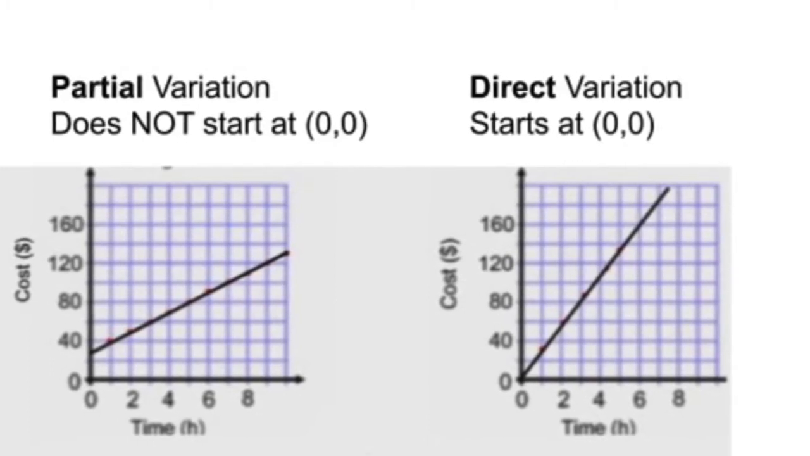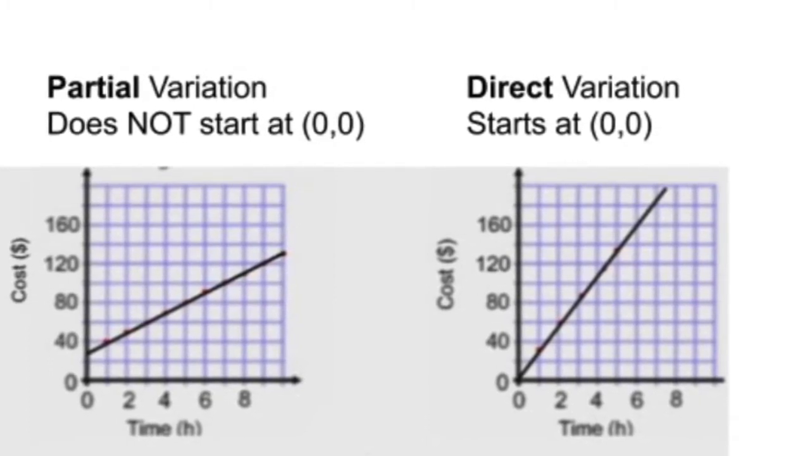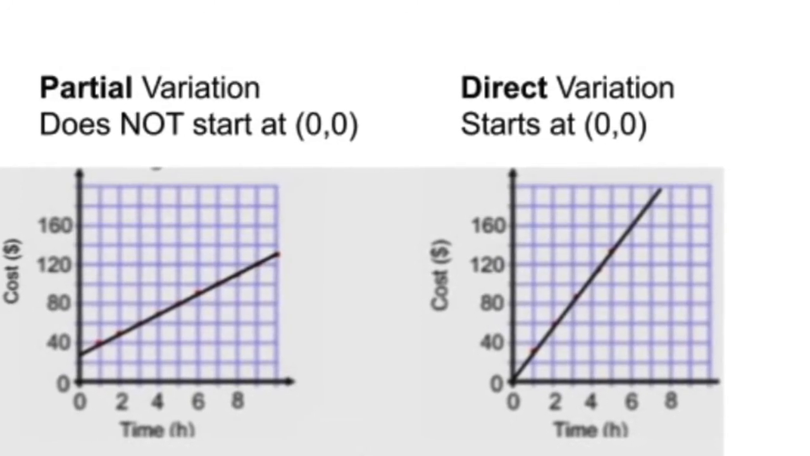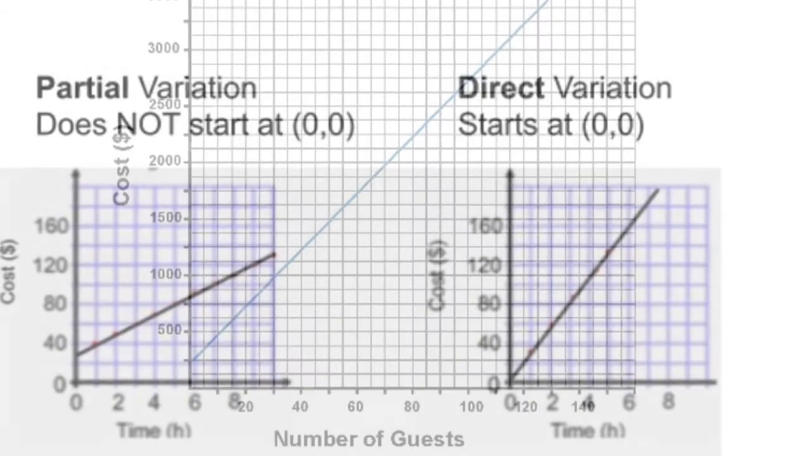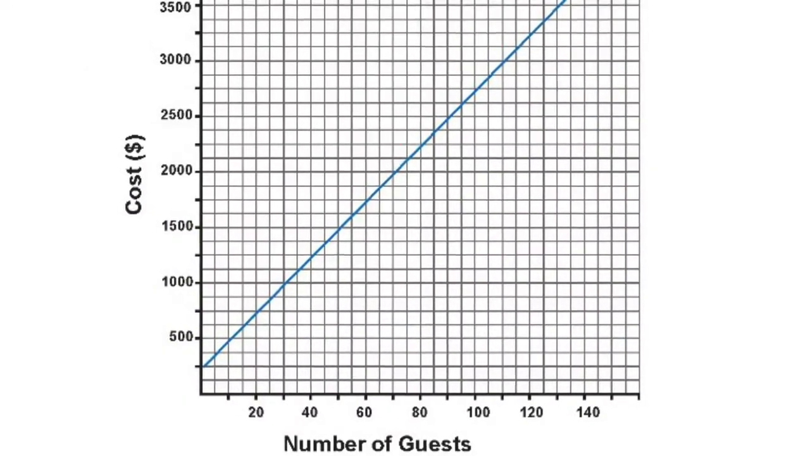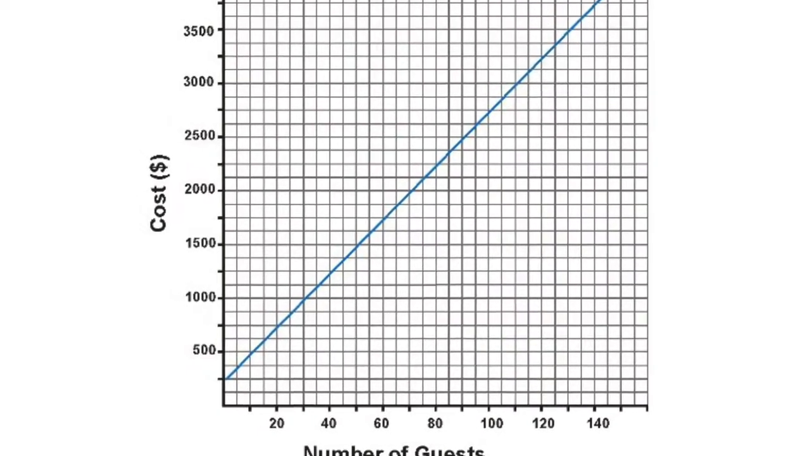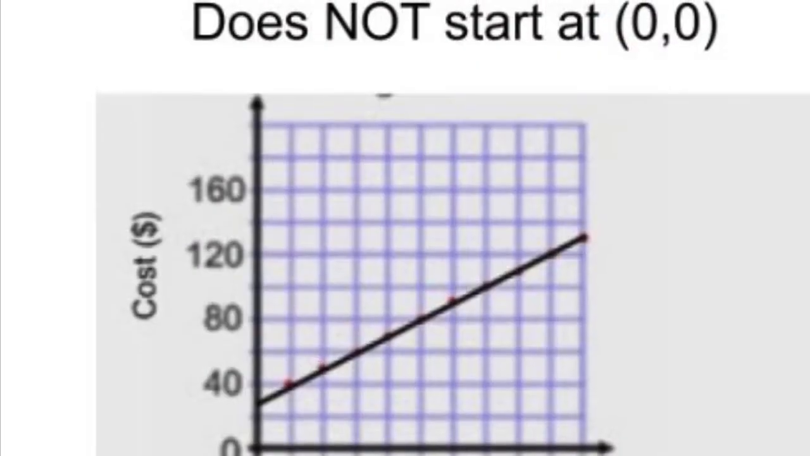So what the question is asking is, our graph from assignment 4, lesson 1, is it partial variation or direct variation? Let's look at it now. Well, this graph does not start at 0, and so since it doesn't start at 0, it must be partial variation.